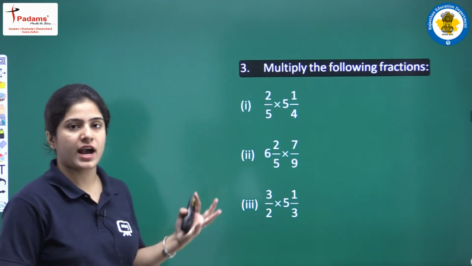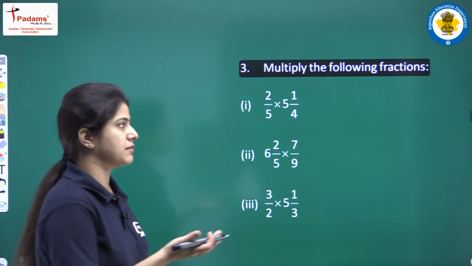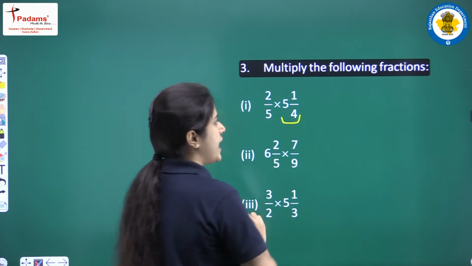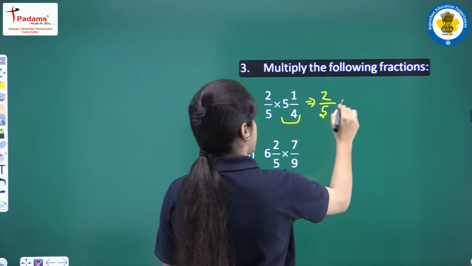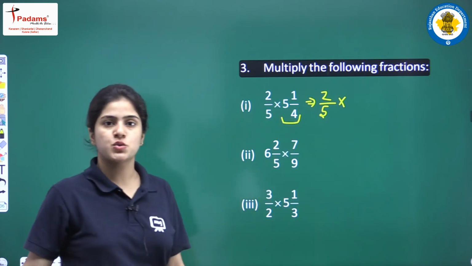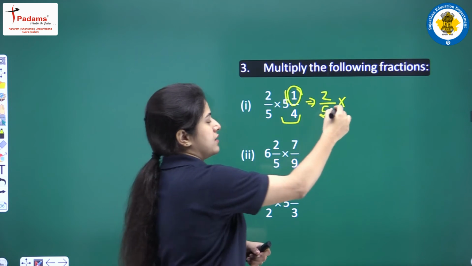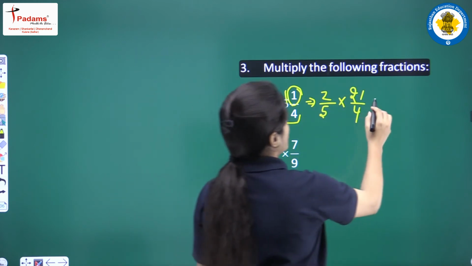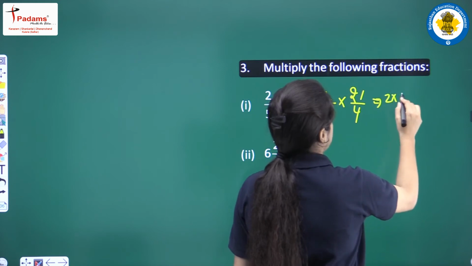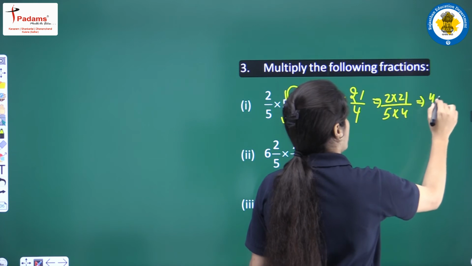Next, the question that we are going to discuss is the third part. Multiply the following fractions. Now you have to just multiply the fractions. Similar case that we can see. 5 1 upon 4, that is 2 upon 5 into 5 into 4 is equal to 20, and 20 plus this 1 is equal to 21. So it is 21 upon 4. Okay students, so 2 into 21 upon 5 into 4, 42 upon 20.